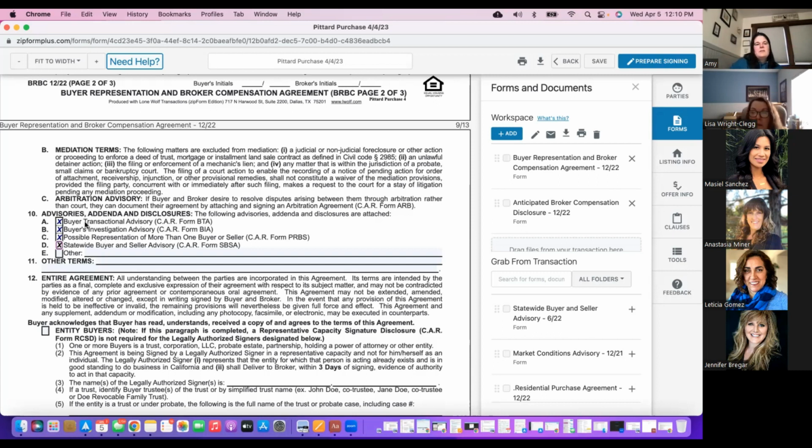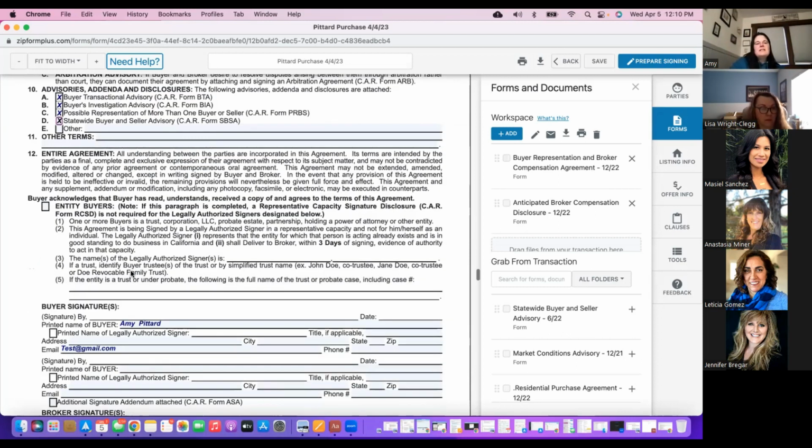Okay, here's where you put any other advisories, addendums, or disclosures that are included. Maybe you're going to include the wildfire disaster advisory, letting them know that the property they might buy is in a wildfire disaster. Maybe the market conditions advisory, you want to include that. You could check that box and fill it in here. Other terms, number 11, that's your other terms in case you need to fill out anything else that needs to be added to this document.